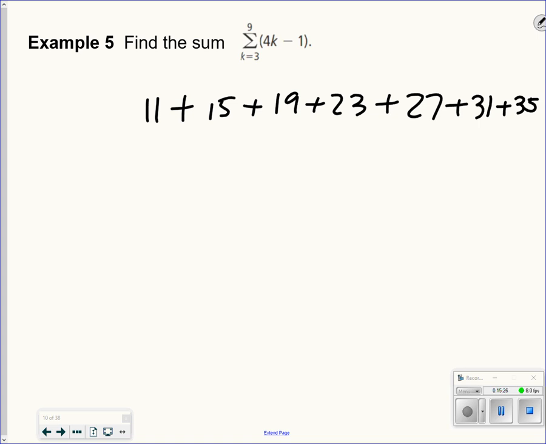Sorry, a little calculator mess up there. I believe this is 161.